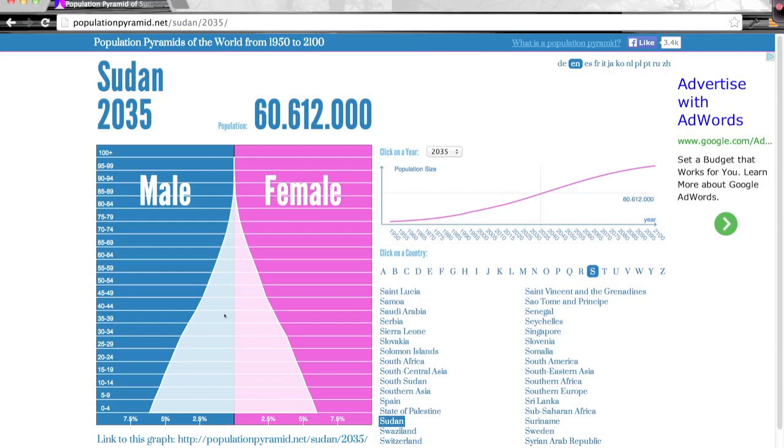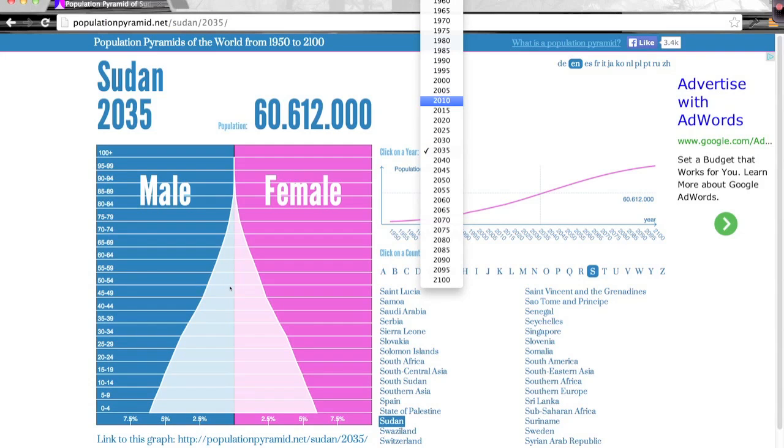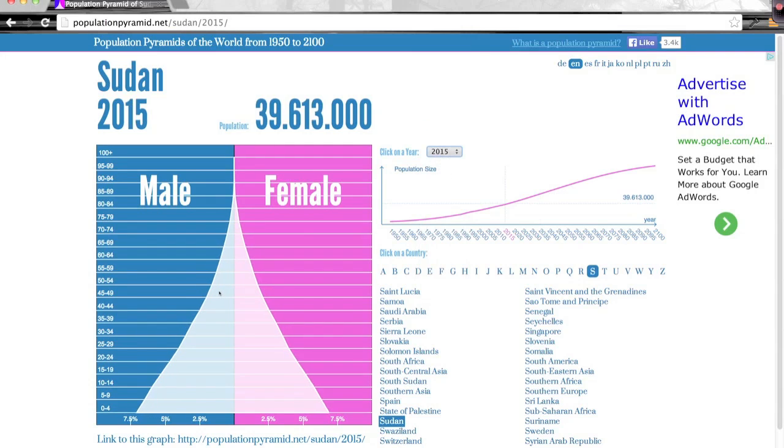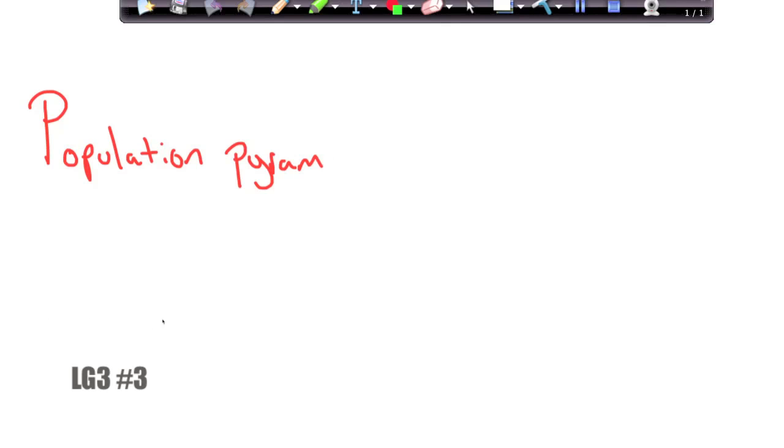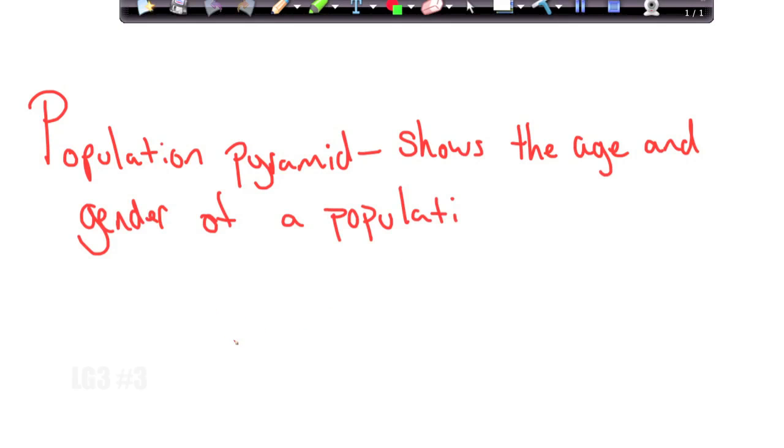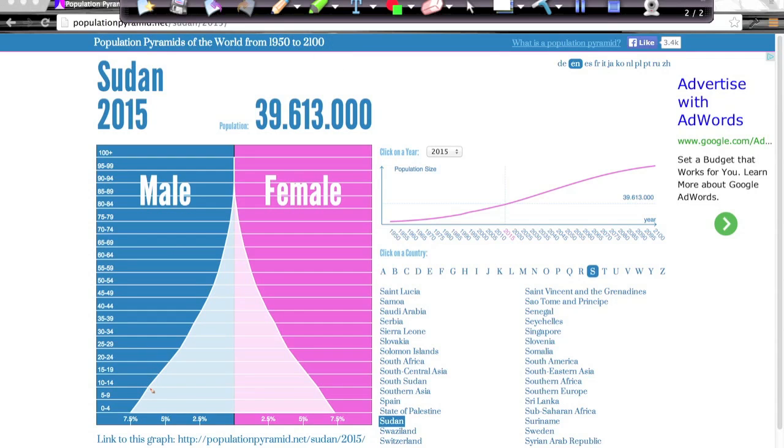Okay, so this is the population pyramid of Sudan, and let's go ahead and switch it to present time, pretty much 2015. All right, so you look at that population pyramid, and what does a population pyramid tell us? That's one thing we do need to know for sure. All right, so let's go ahead and write that out. A population pyramid shows the age and gender of a population, and it's usually the age and gender of a country. Usually you see population pyramids of countries.